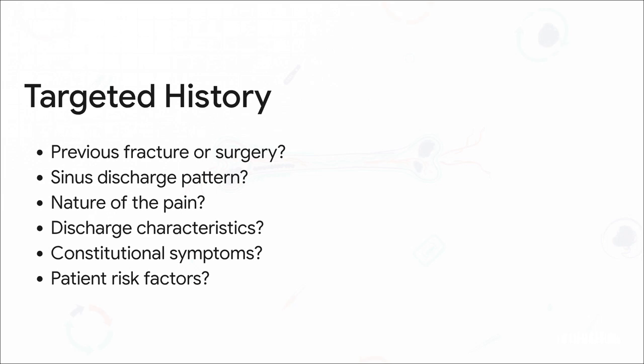Ask about the sinus discharge. Is it intermittent, which suggests a temporarily blocked sequestrum, or is it continuous? The nature of the pain is a key clue. A dull, aching pain that gets worse at night points to deep medullary tension. And of course, ask about the discharge itself. Foul-smelling pus with visible bony chips is the absolute hallmark of an active sequestrum.